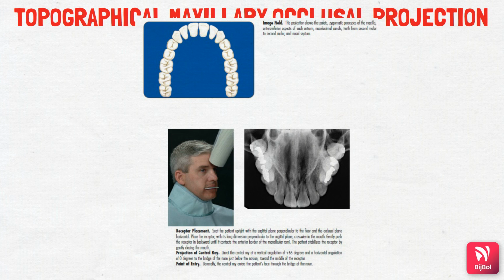and ask the patient to stabilize it. Direct the central ray at a vertical angulation of plus 65 degrees and horizontal being 0 degrees to the bridge of the nose just below the nasion towards the middle of the receptor. Point of entry: generally the central ray enters the patient's face through the bridge of the nose.